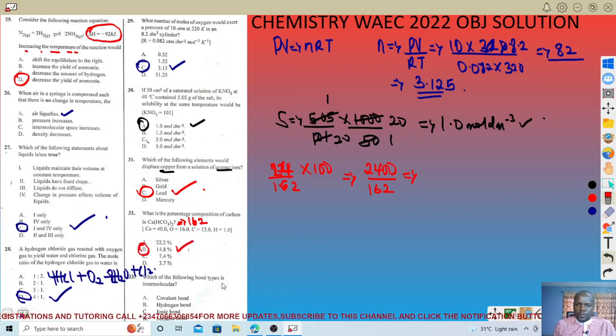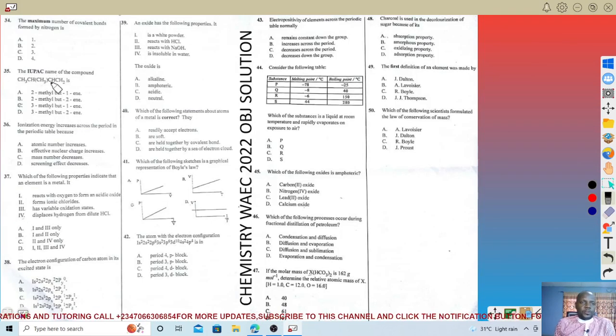The next one is, which of the following bond types is intermolecular? Intermolecular forces that are covalent bonds. Covalent bond between two molecules. Covalent bond. I think that one should not be a problem for anybody. The next is 34. The maximum number of covalent bonds in nitrogen. Nitrogen forms 3 covalent bonds. All these we've done under chemical bonding.